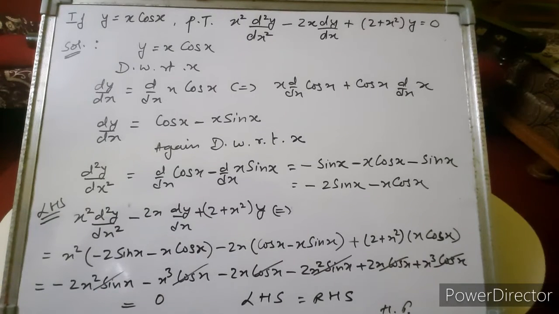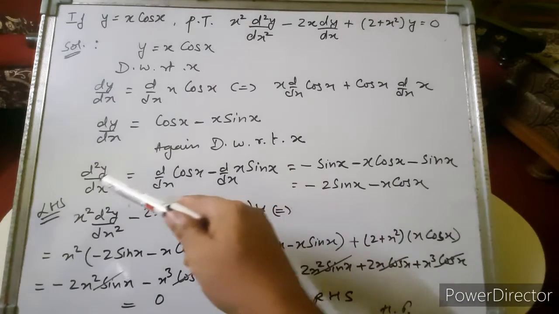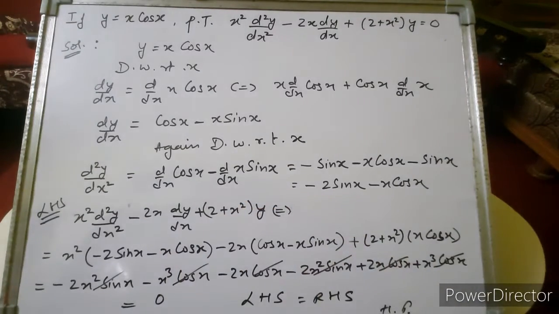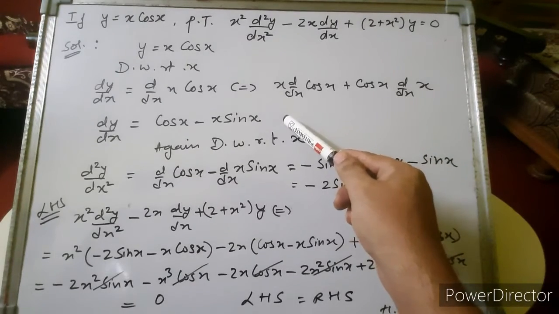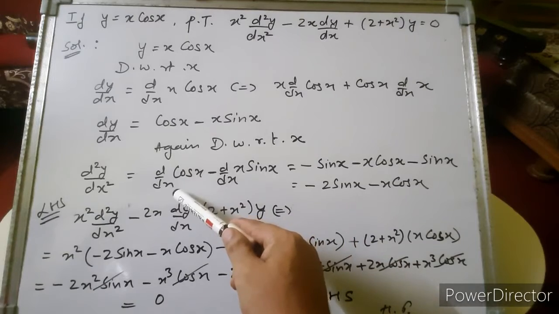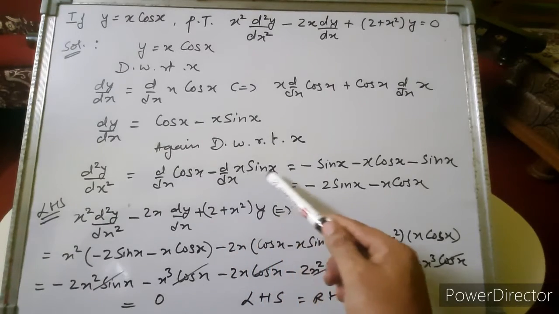Right, children? Now, if we again differentiate this term, again differentiating with respect to x, what will it become? dy by dx, if you again differentiate, it will become d2y by dx2. And if we differentiate this term again, cos x minus x sin x, that will become d by dx of cos x minus d by dx of x sin x.